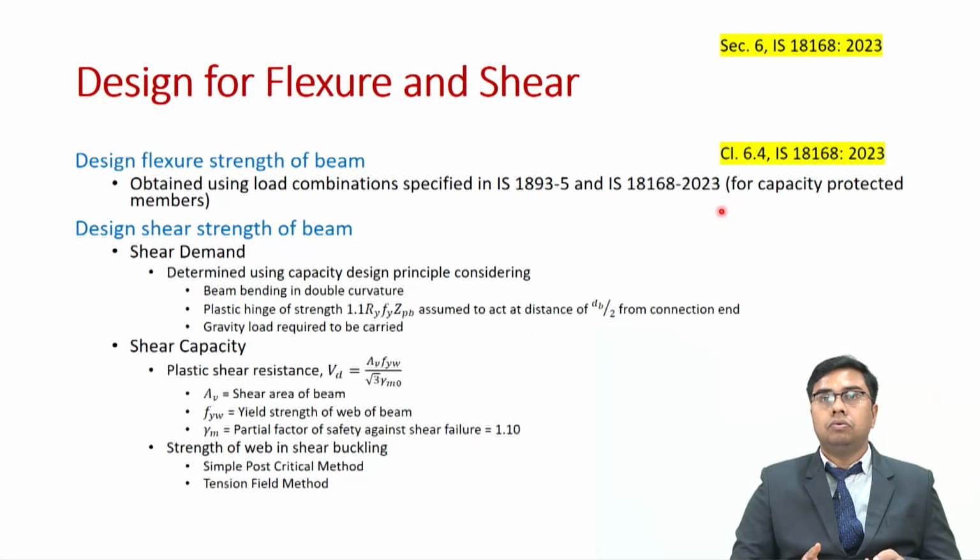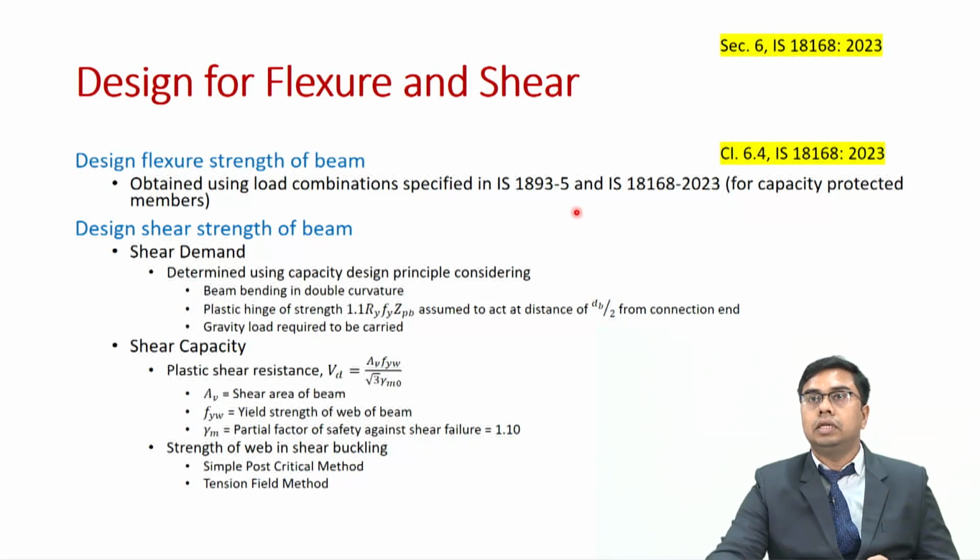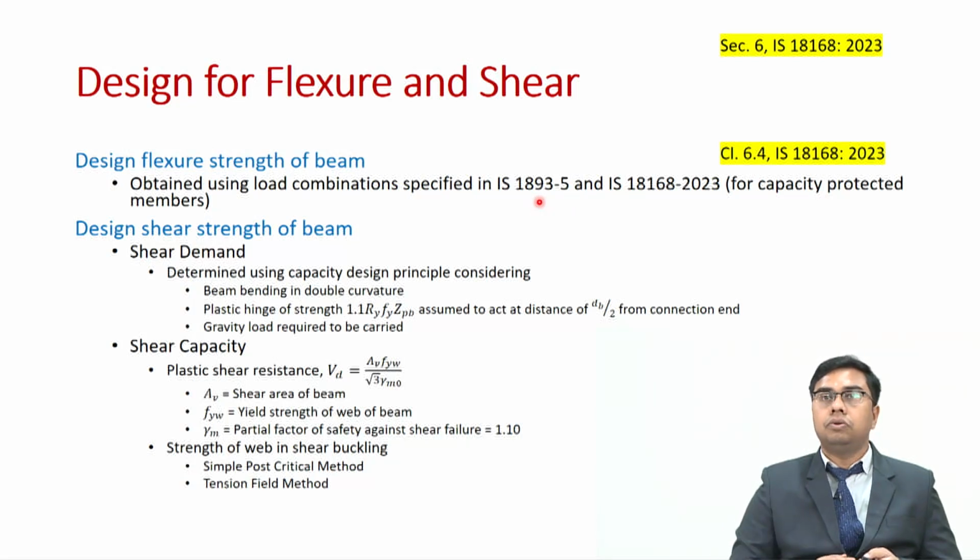Once we have satisfied these checks related to preventing global and local buckling of beams, then it is time to design the beam for flexure and shear. In order to obtain the flexural strength of the beam, we need to arrive at the result using load combinations which are specified in IS 1893 part 5 and IS 18168 2023 for capacity protected elements. These load combinations have been dealt in detail in lecture 7.1, the first lecture of this week.